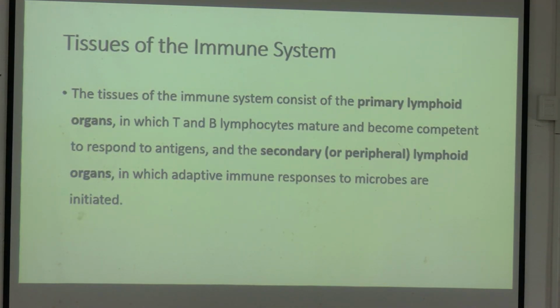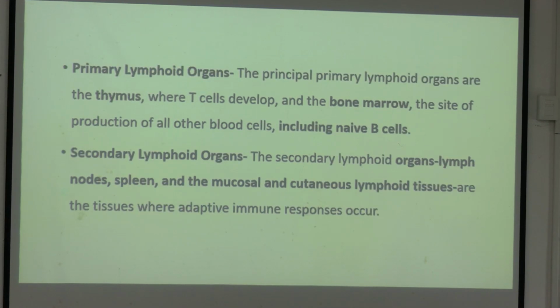Now, tissues of the immune system. Primary lymphoid organs are those in which T lymphocytes and B lymphocytes mature and become competent to respond to antigen, and secondary or peripheral lymphoid organs are those in which adaptive immune responses to microbes are initiated. Primary lymphoid organs means thymus and bone marrow. Secondary lymphoid organs means lymph nodes, spleen, and mucosal and cutaneous lymphoid tissues. These are primary and secondary lymphoid organs.